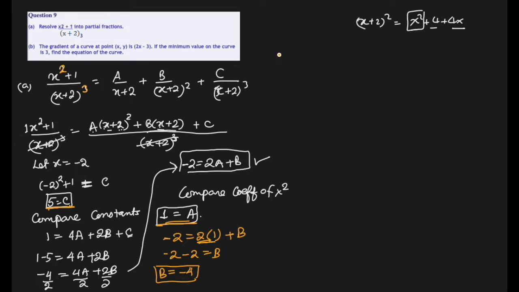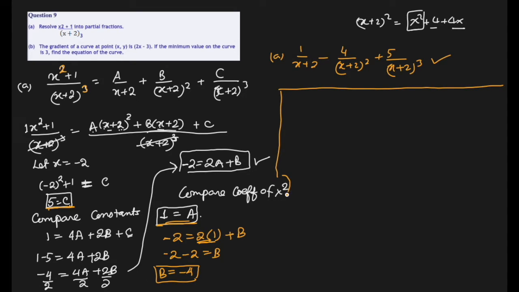And now we can write our final answer. So the answer of this will be, we assumed a over x plus 2. So a is 1, so 1 over x plus 2. Then we have b. B is negative 4, that means we'll have to undo this: negative 4 over x plus 2 square. And then c is 5 over x plus 2 cube. This is the partial fraction.